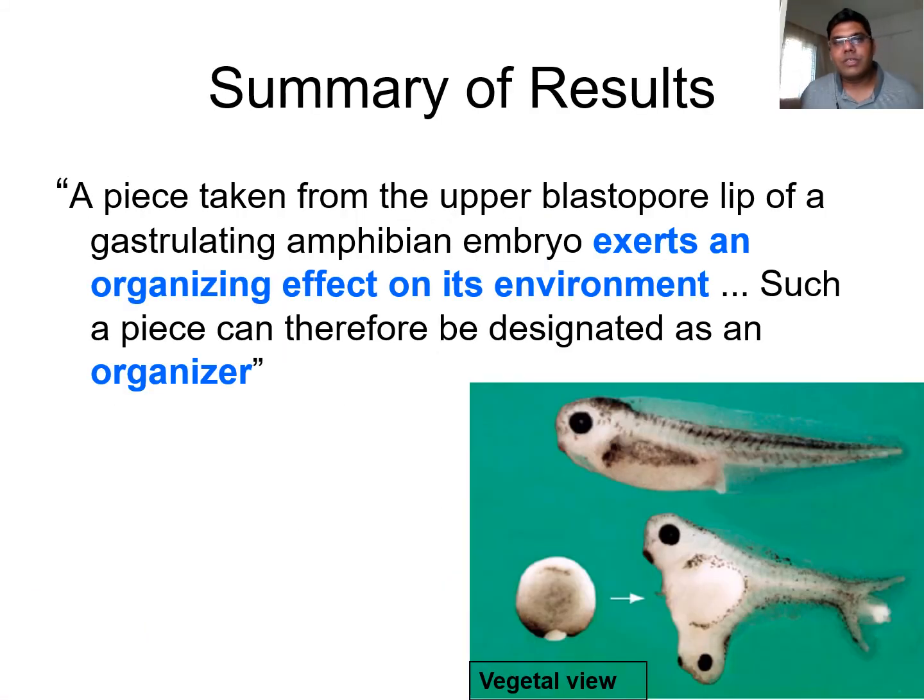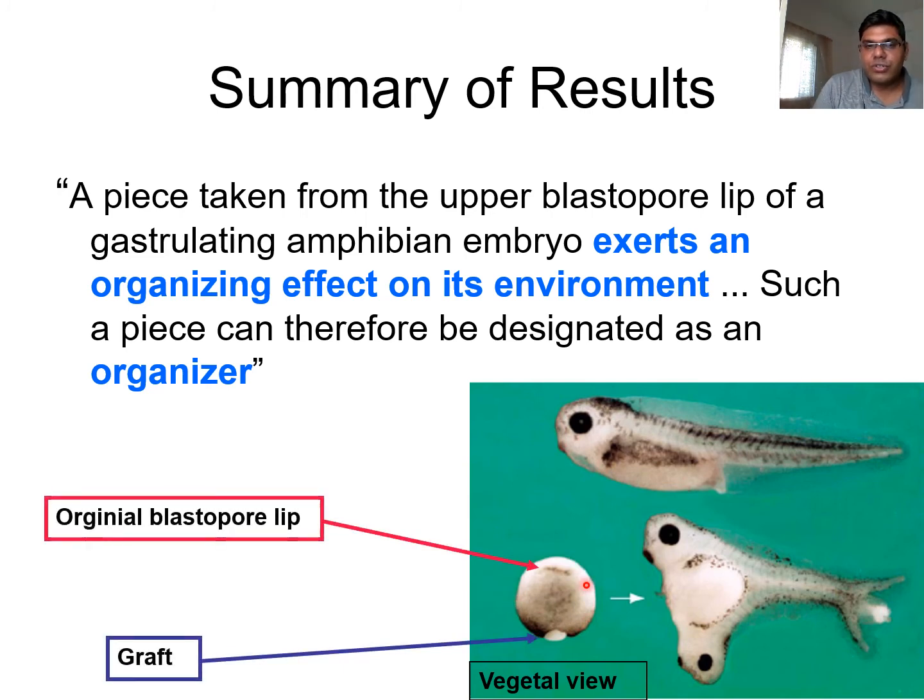So the summary of the results is: a piece taken from the upper blastopore lip of a gastrulating amphibian embryo can exert an organizing effect on its environment. In such a manner, the piece can be designated as an organizer. So the piece of embryo which is taken from this blastopore lip can be an organizer and provide a certain impact on its environment. Therefore, he called it an organizer.